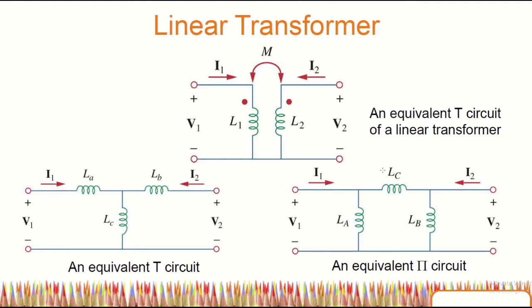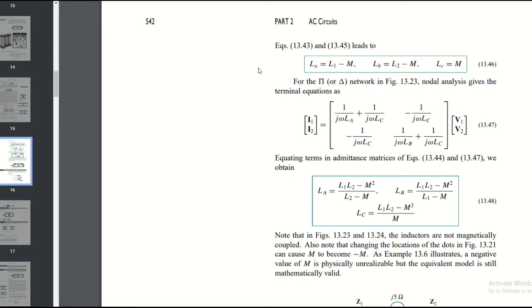LA, so this is a small letter, and this is capital letter. Okay, so to find the formula for LA, LB, and LC, you can check in the book, AC circuit, page 542. So LA is equal to L1 minus M, LB equal to L2 minus M, and LC equal to M, where the capital letters are for the equivalent T circuit.